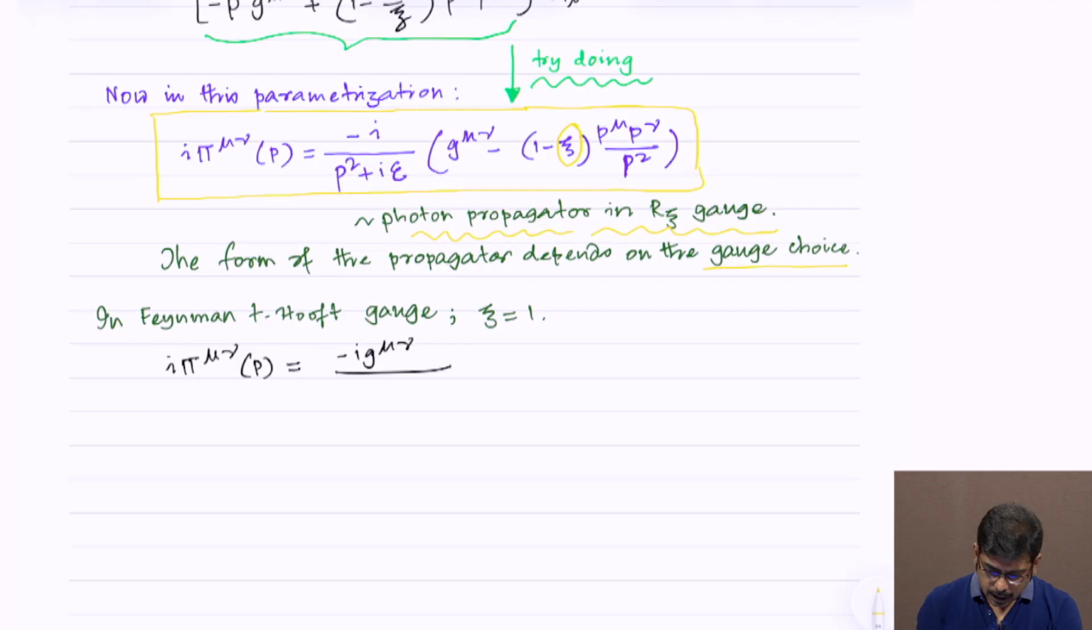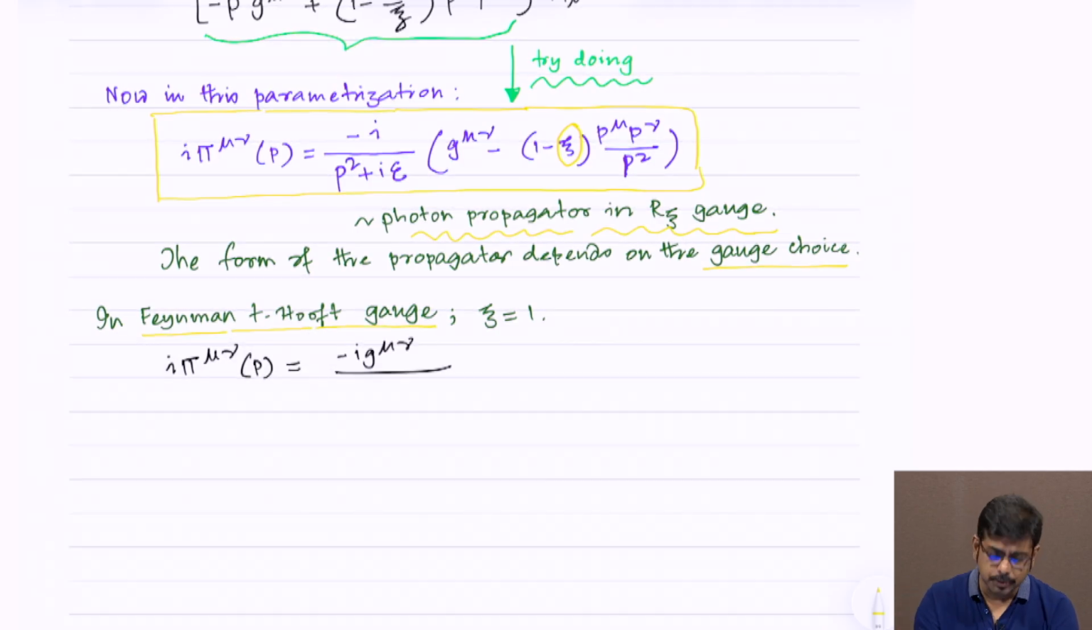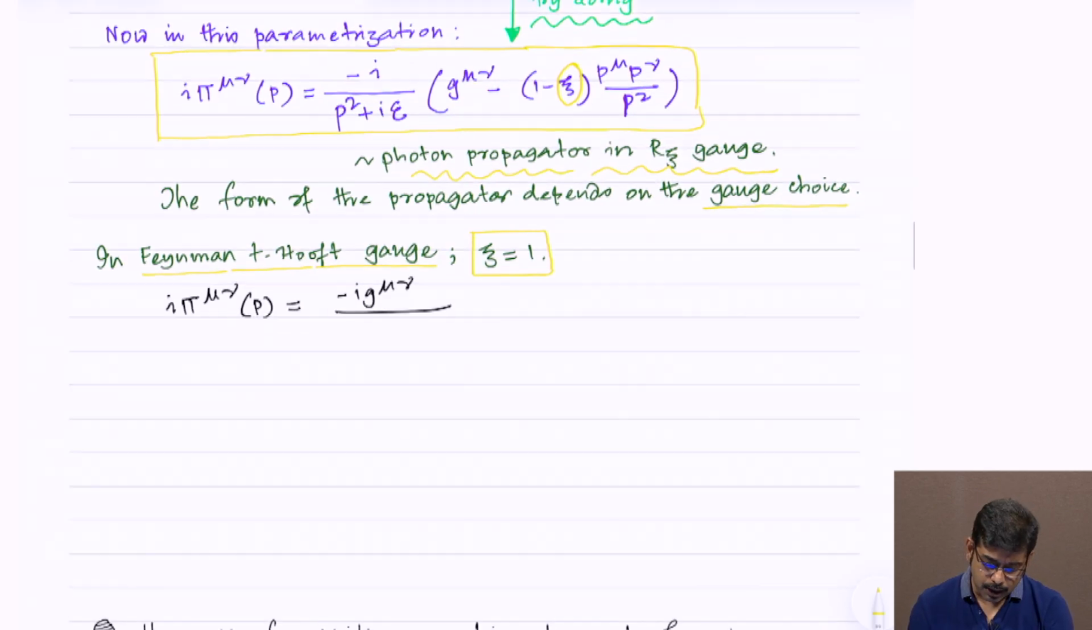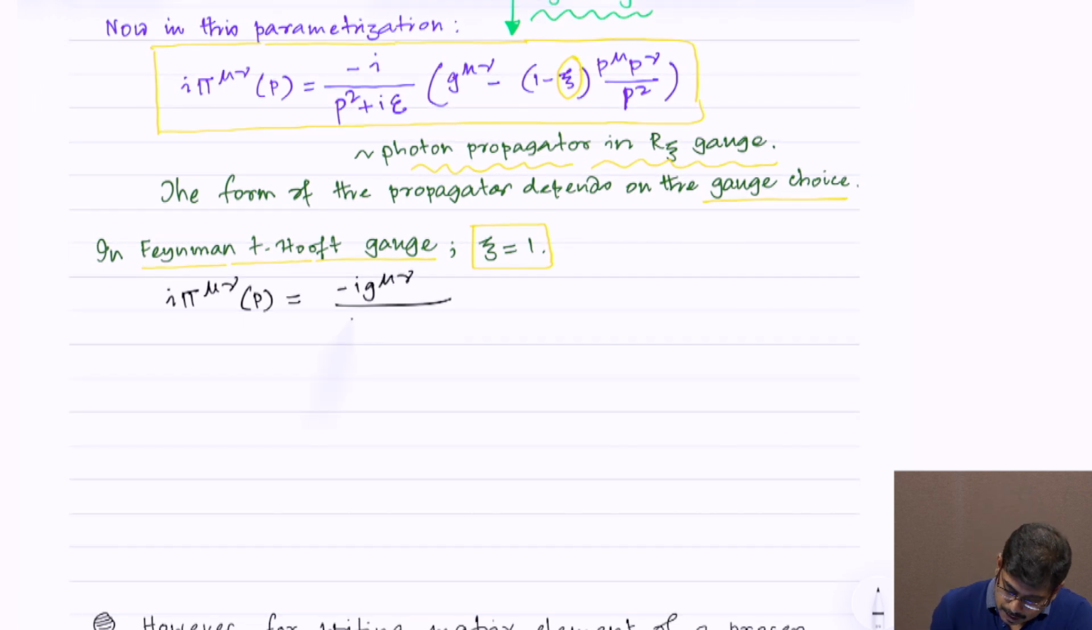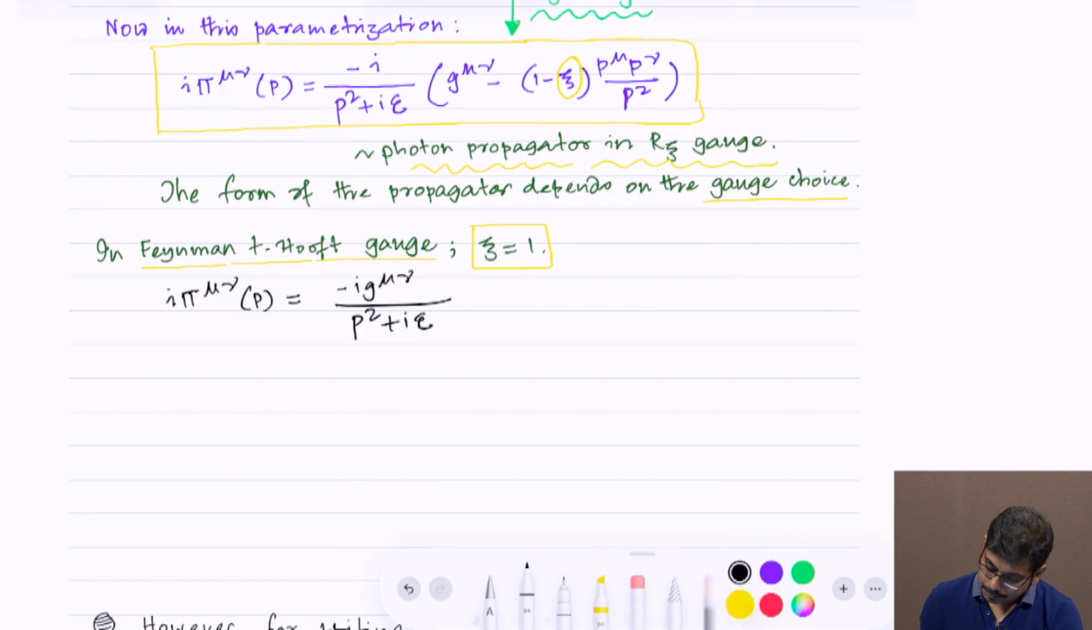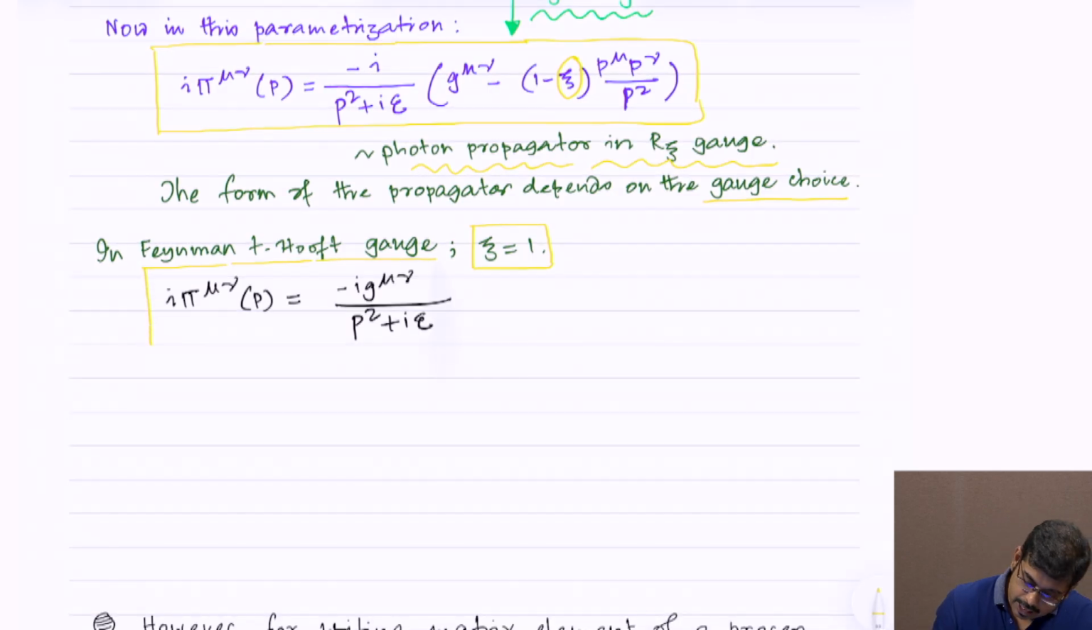But for the time being, what we do is fix a specific gauge, which is called the Feynman-'t Hooft gauge, which is commonly utilized, and we will be utilizing mostly this particular gauge in our calculations. And in this one, how exactly does the propagator look? The propagator will look like minus i. So zeta equal to 1 basically makes this second term vanish, right? Therefore this will be minus i g mu nu over p square plus i epsilon. So this is the form of the propagator of the photon in Feynman-'t Hooft gauge.